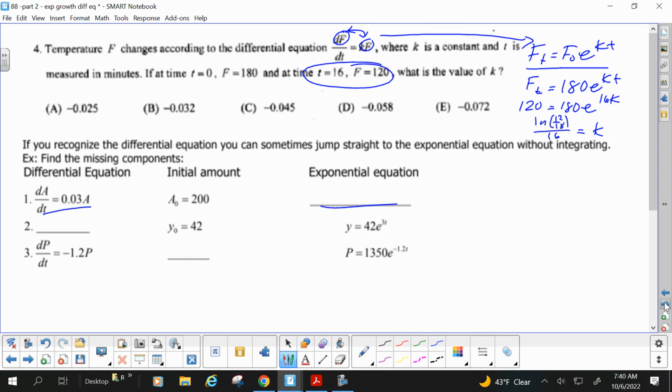Okay, so given that this is obviously exponential growth, I know that A of t equals A naught e to the kt. I just need to figure out what's A naught and k. A naught is 200, that's given here. k is 0.03, that's given there. t stays varying, there's my equation, okay?